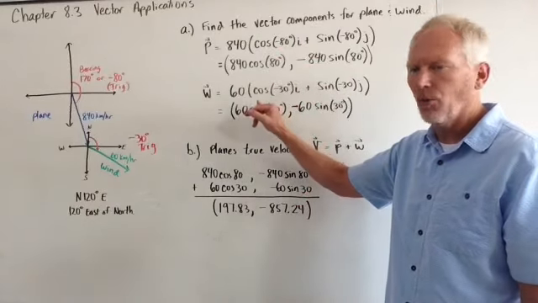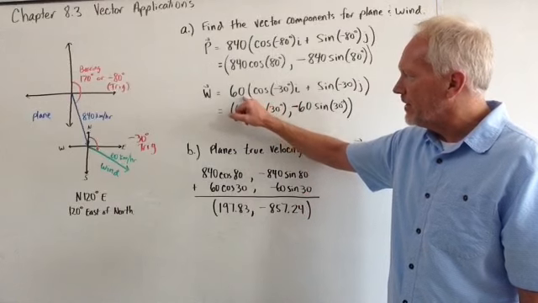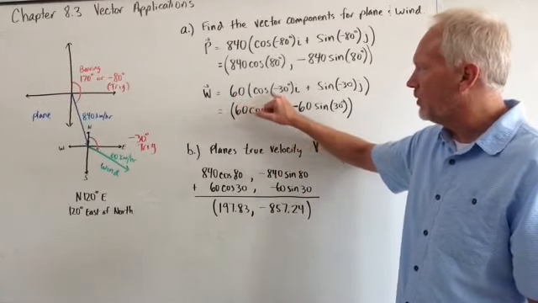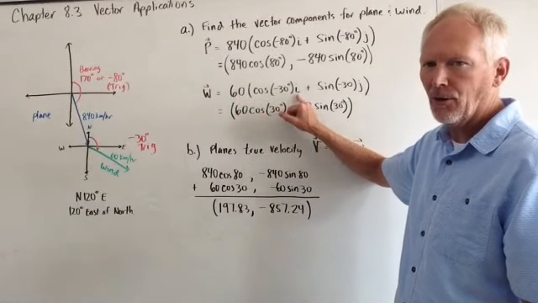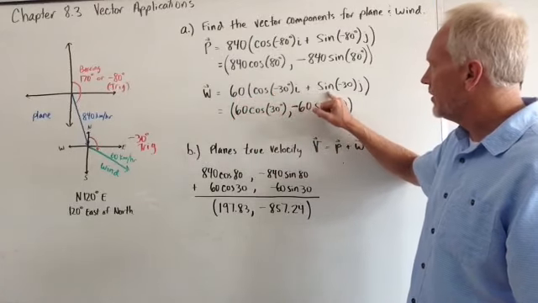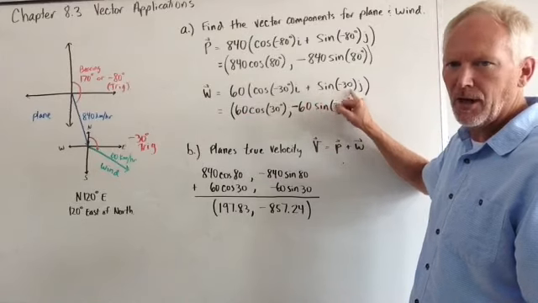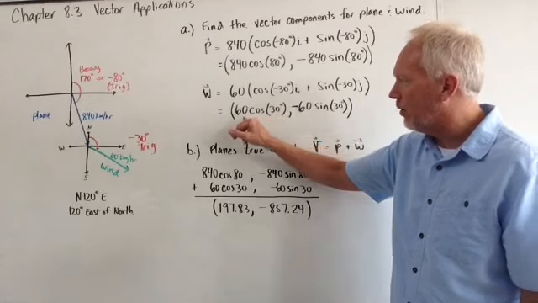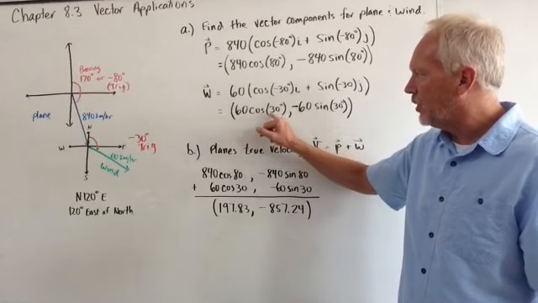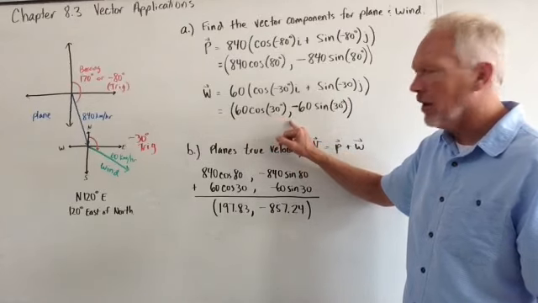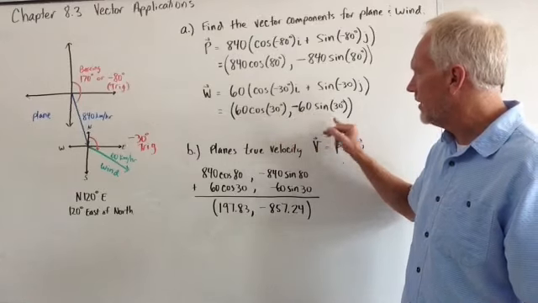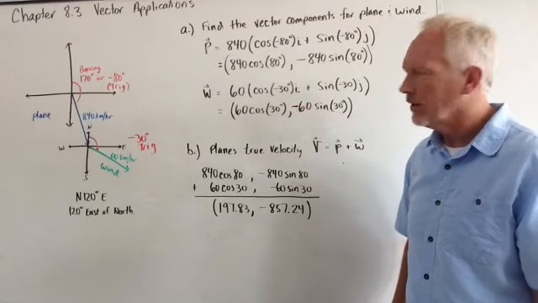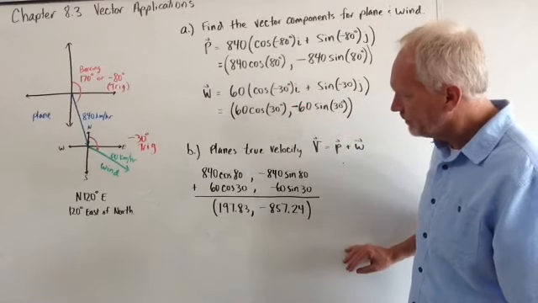Now, let's look at the component form for the wind. 60 is what it was flying at, 60 kilometers per hour, times the cosine of negative 30 in the I direction, and sine of negative 30 in the J direction. Once again, we have an even and odd function, so we have 60 cosine of 30, comma, negative 60 sine of 30. So there's your component form for the wind and the plane.